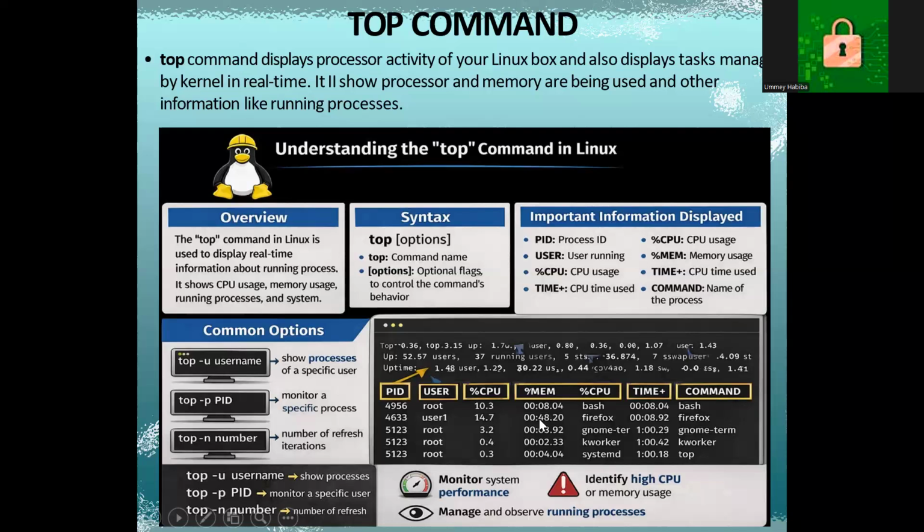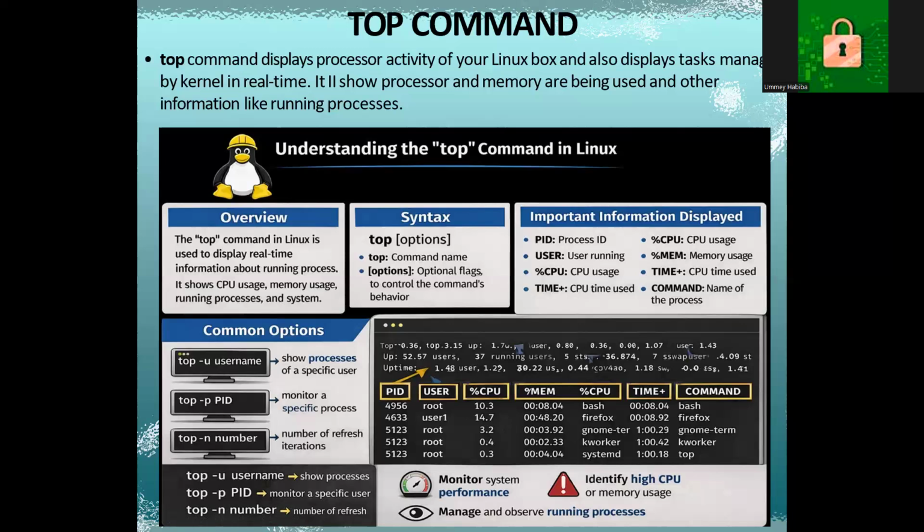The lower section of the top output shows a list of running processes. Each process is displayed with details such as process ID, username, priority, CPU usage percentage, memory usage, and the command that started the process.